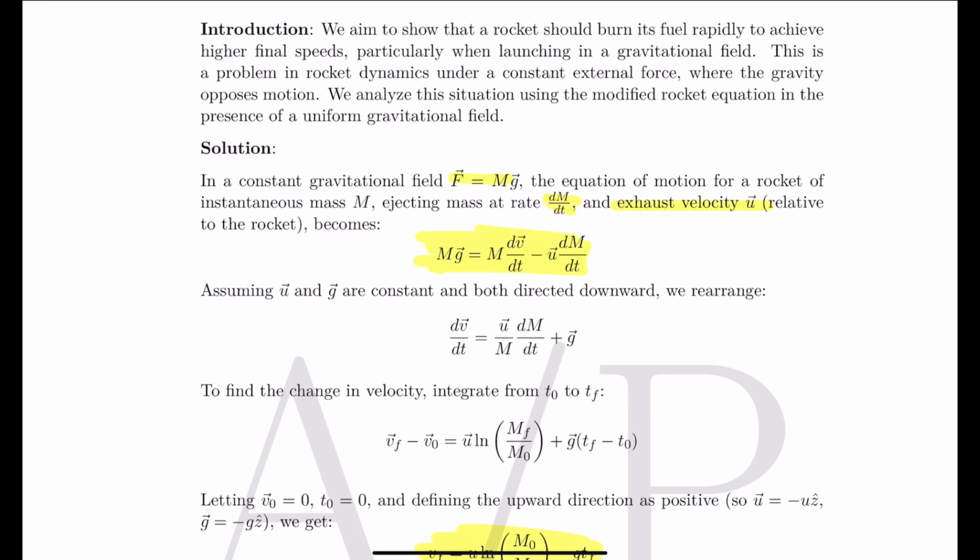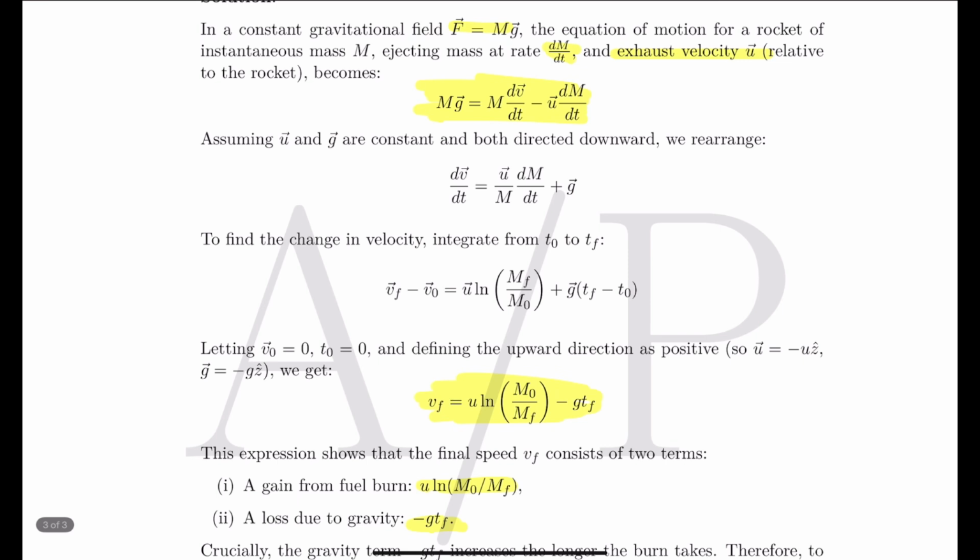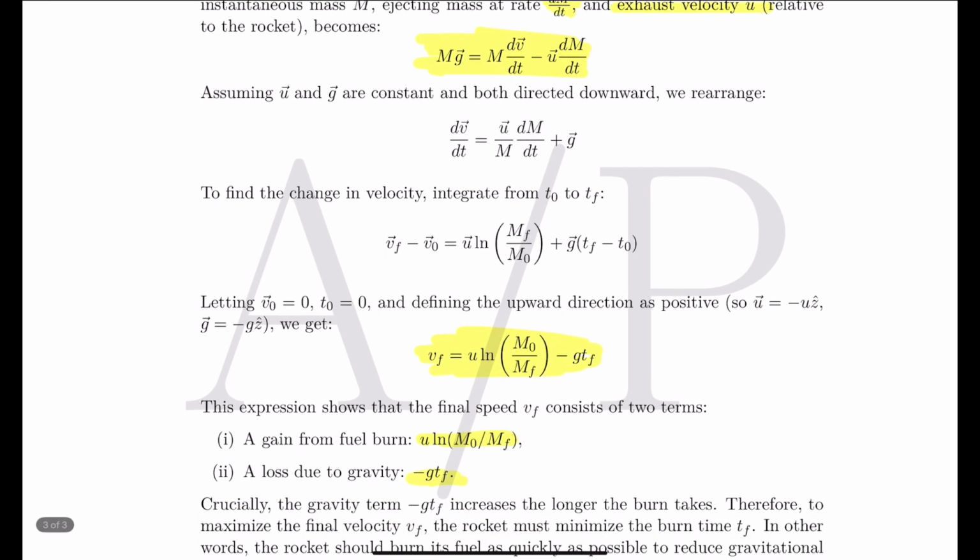Then we integrate it from t0 to t final, where t0 is time 0 and t final is the final time. So we get this expression. And when you put t equal to 0 for v equal to 0, you finally get this expression. The rocket is starting at time 0, so its initial velocity is going to be 0 as well. So this expression gives the final velocity as u ln m0 divided by mf minus g tf, where g is the gravitational constant and tf is the final time, that is, the time for which the rocket has been burning fuel.